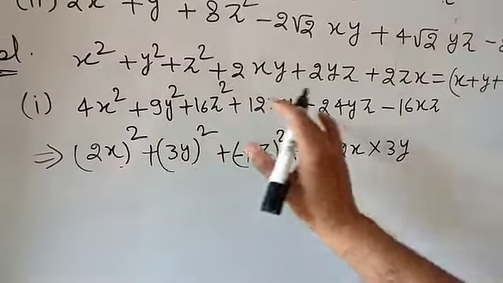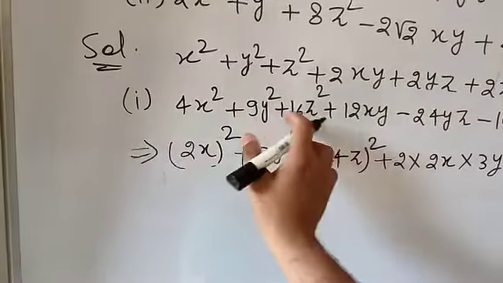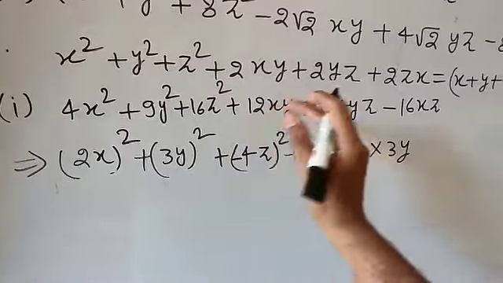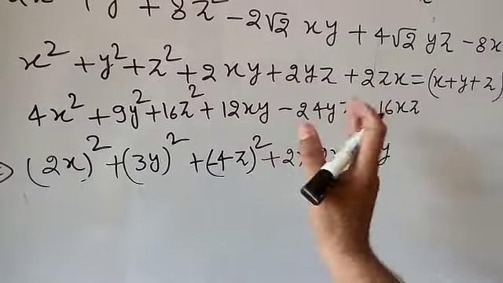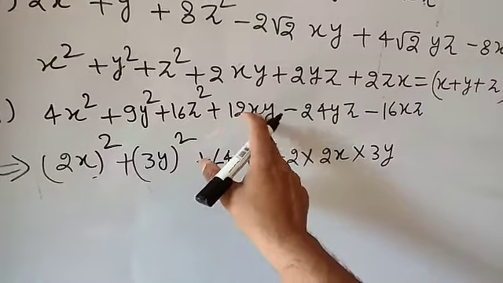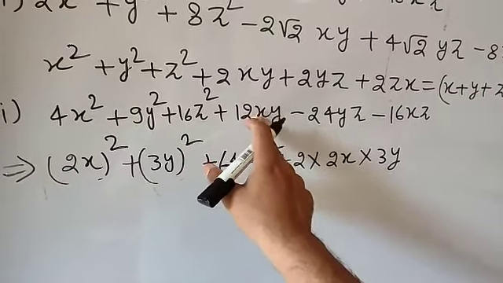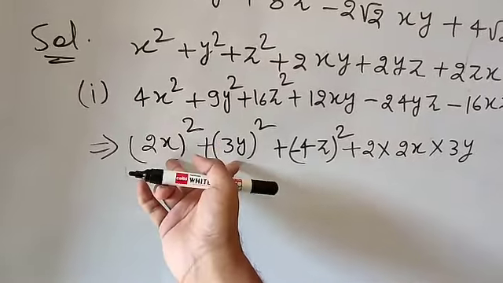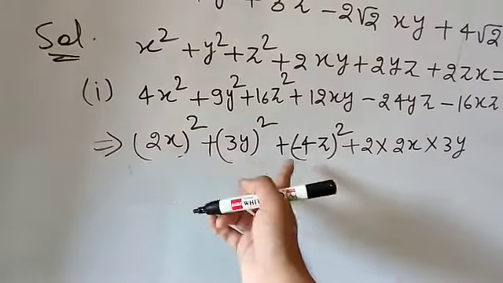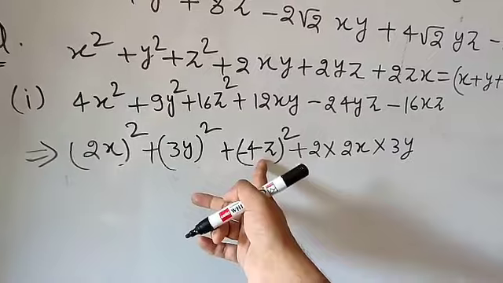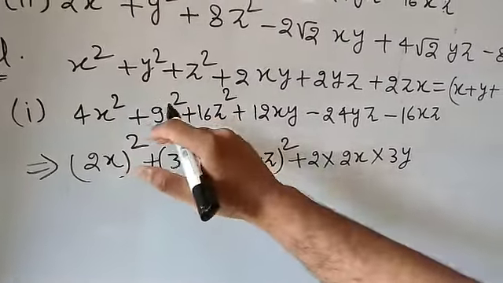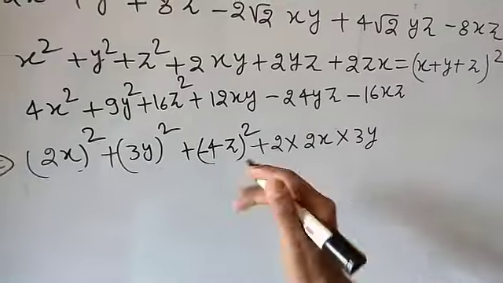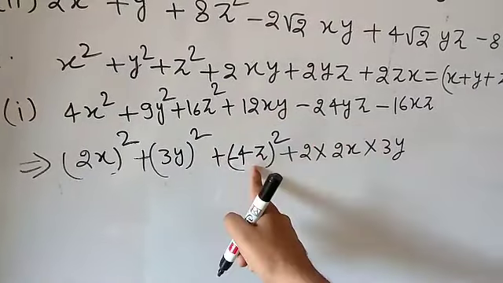So in the question, always the first three terms will be positive, so leave those and look at the next three terms. Here 12xy is positive. It means the x and y multiplication is positive, so these two terms, x and y, will be positive. Leaving these two, the remaining one is negative. Suppose in your question all the terms are positive, then all the terms will be positive. That's why I have written minus 4z.